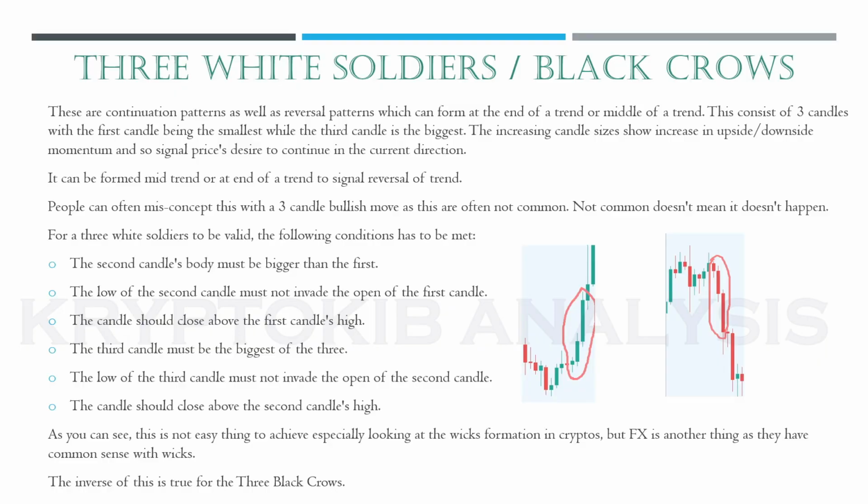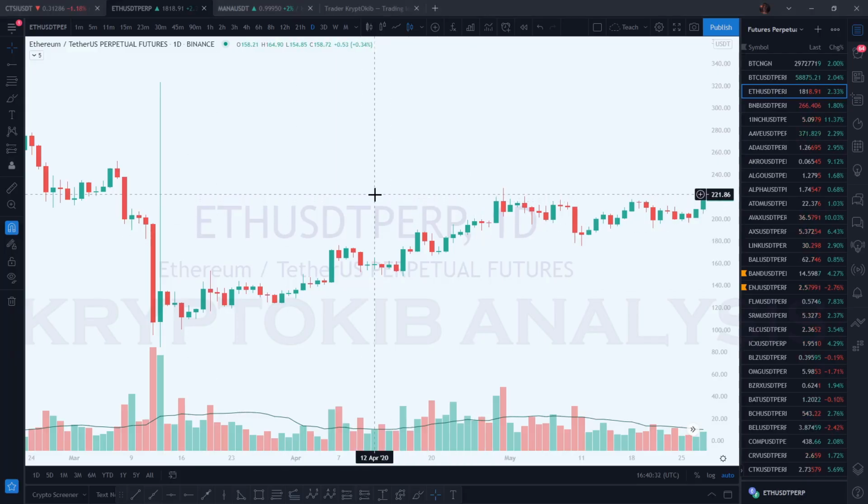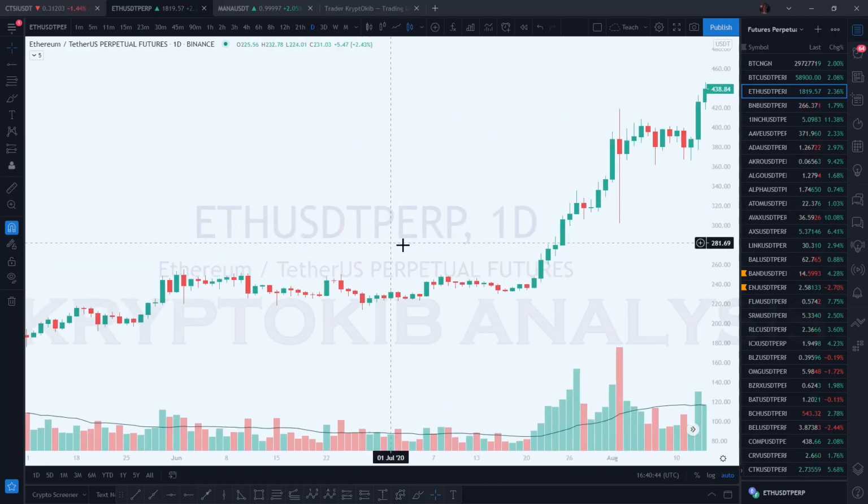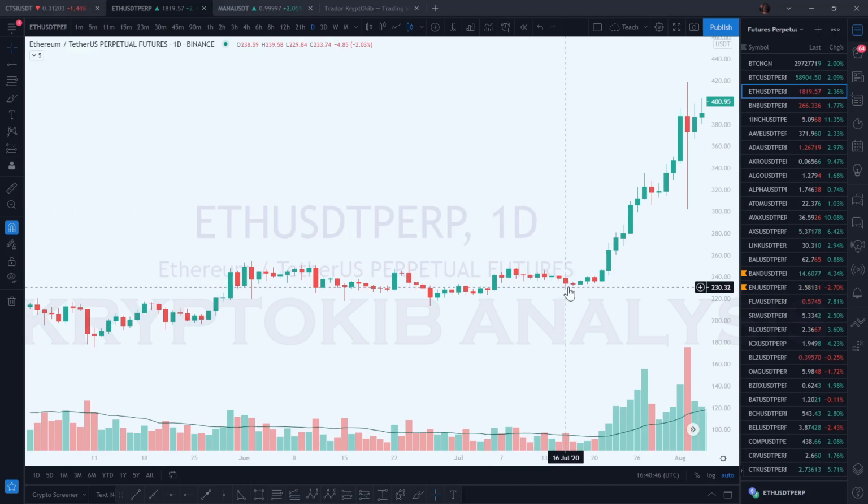So let's look at the next pattern to discuss. Okay, the three white soldiers. This is actually very hard to see. I don't know if I can get one on this particular chart at this very moment. This could have been a good one, but then look at the third candle, it became weak. So this is very tricky to find.